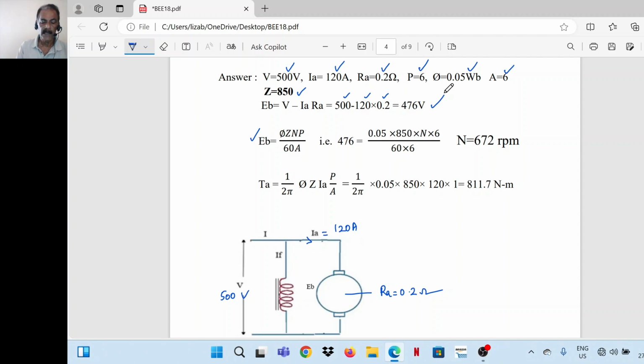So that can be substituted in this equation. EB is equal to phi ZNP by 60A. 476 is equal to 0.05 into Z 850 into N into number of poles, P is equal to 6, divided by 60. A is also 6. So speed we will get as 672 RPM.